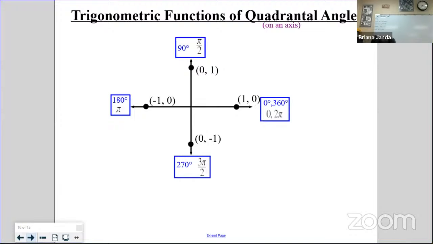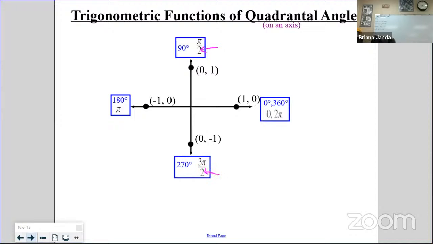In radians, we have not talked about this very often, but to fall on an axis, it either has to be pi or 2 pi, or some multiple of that, or it has to be half of that distance, meaning it will be something over 2.